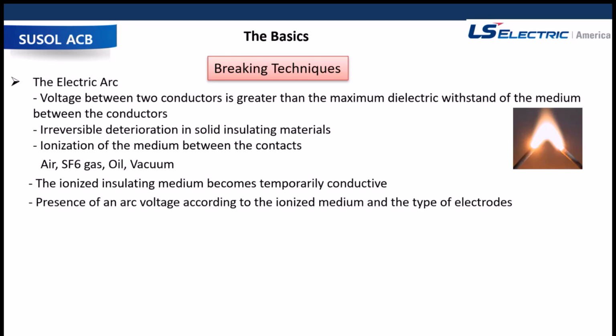The ionized insulating medium becomes temporarily conductive, with the presence of an arc voltage according to the ionized medium and the type of electrodes. So these are very well designed, specific materials used in these air circuit breakers to be able to withstand the making and breaking under a load, and obviously the arc that's produced when the load is extinguished for an overload condition.